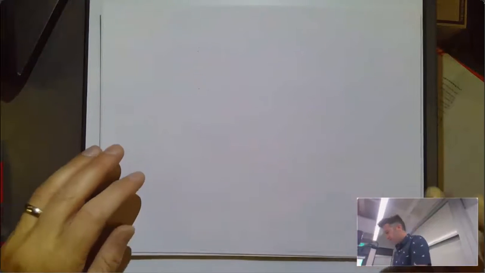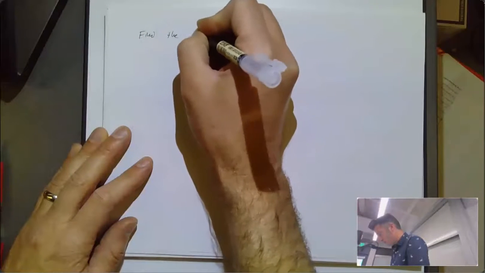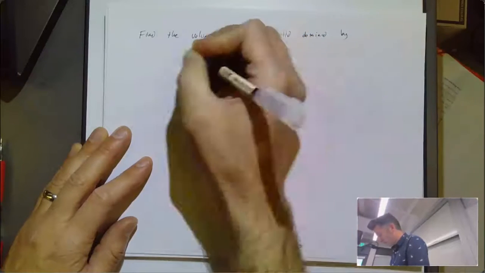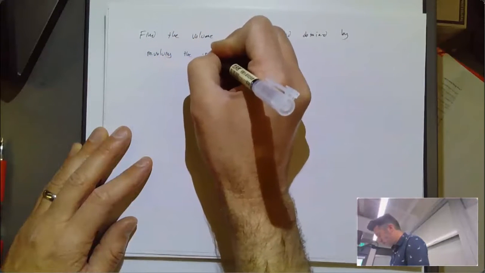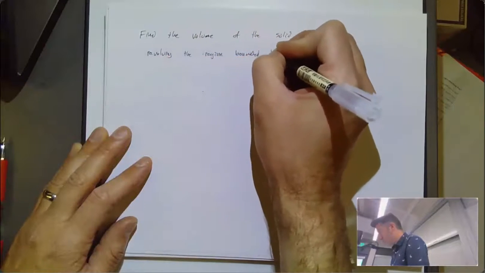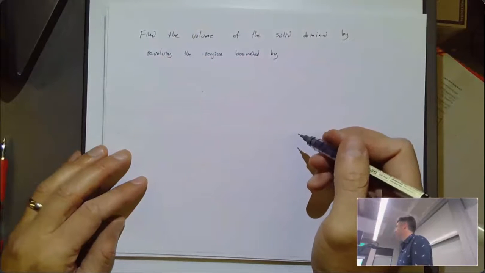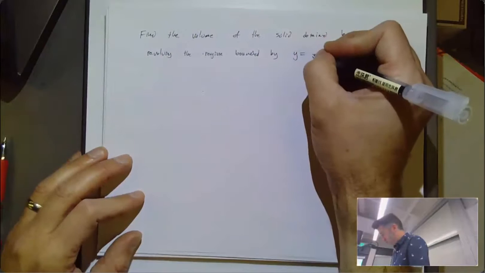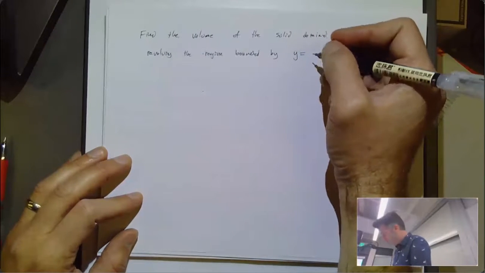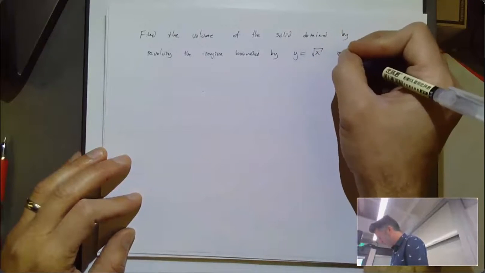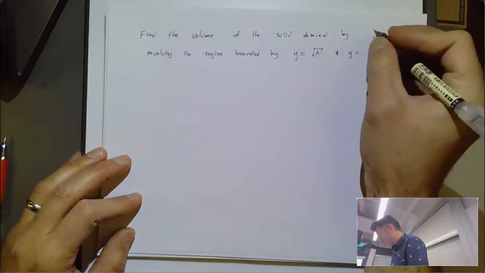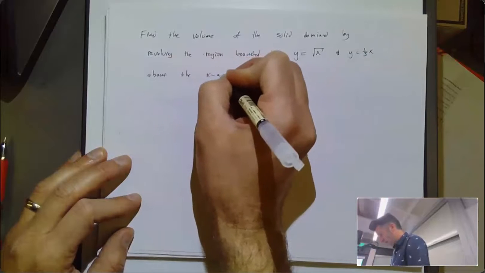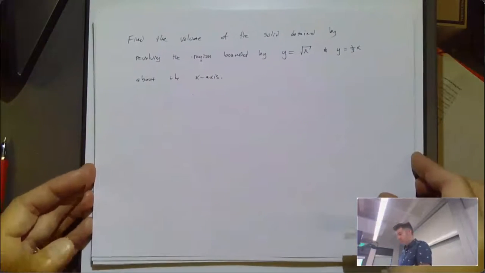Let's look at the following. So let's say I want to find the volume of the solid obtained by revolving the region bounded by y equal to the square root of x and y equal to 1/3 x about the x-axis. Maybe we'll find it, maybe we'll just set it up. We're at least for sure going to set it up.